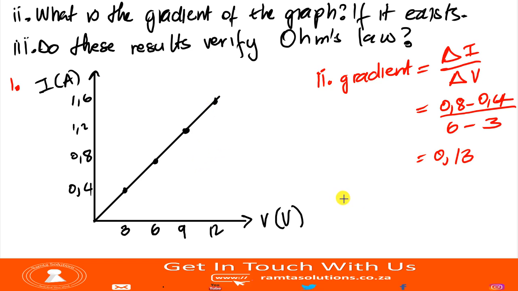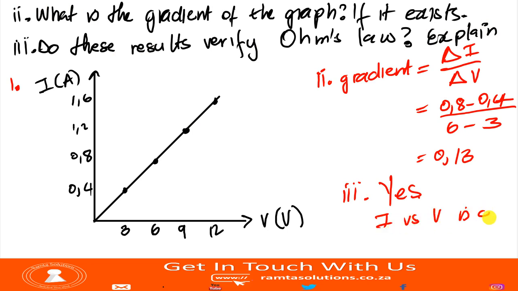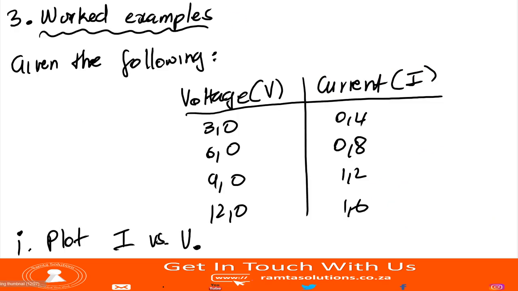So question 3, do these results verify Ohm's law? Yes. The question, why? Maybe I should also add this explain. Okay, explain. Yes. Why? I versus V is a straight line. As simple as that. Right? I versus V is a straight line. Okay? As simple as that. Okay? Perfect. Now, here's another way that I would like us to confirm.